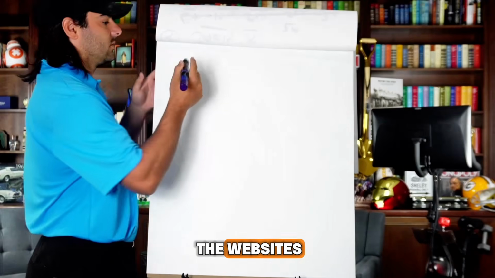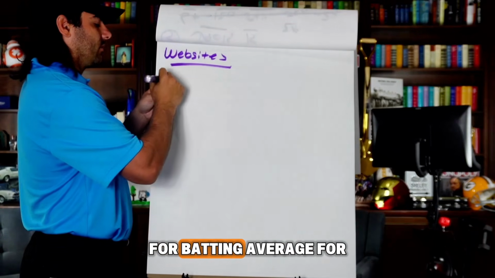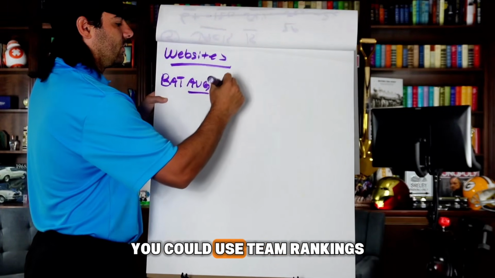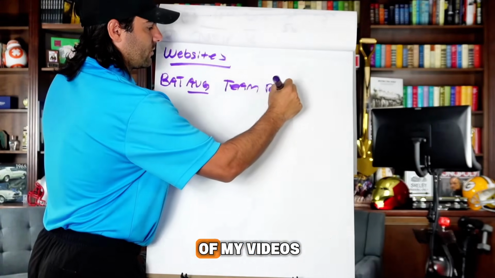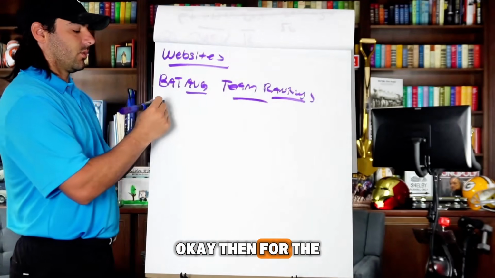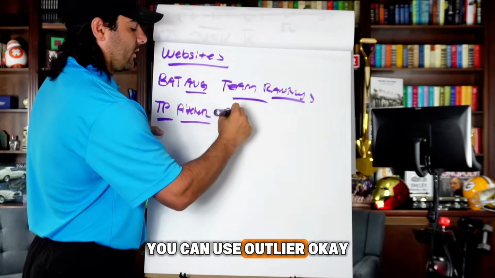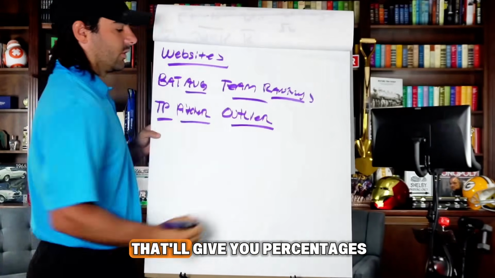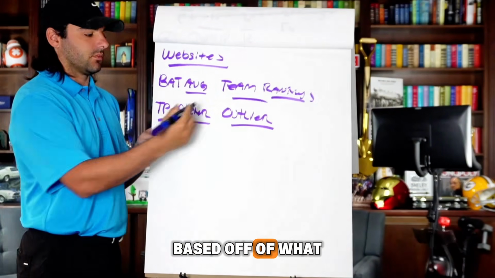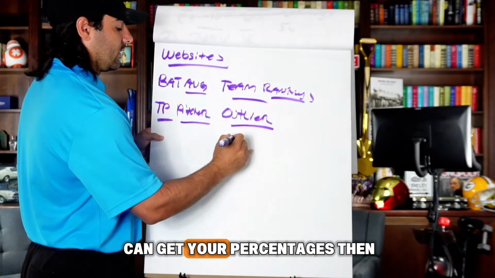Now let's get to the websites. So the websites that you're going to use to follow this strategy for batting average for the team, you could use team rankings. If you watched most of my videos, you guys know that we've used this a bunch of times. Okay. Then for the true probability for your pitcher, you can use Outlier, okay, which is an app that'll give you percentages based off of what their recent performance was and all that, okay? This is where you can get your percentages.